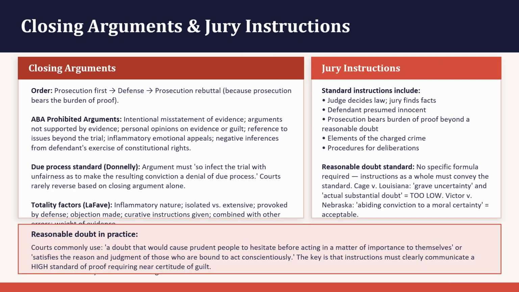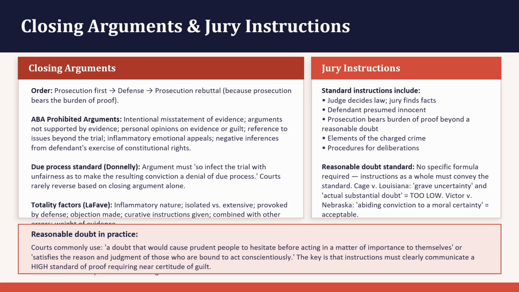Closing arguments and jury instructions are the final opportunities for lawyers and the judge to shape how the jury approaches its deliberations. On closing arguments, the prosecution goes first, the defense responds, and then the prosecution has the final word. The prosecution gets the last word because it bears the burden of proof and should be able to rebut defense arguments.